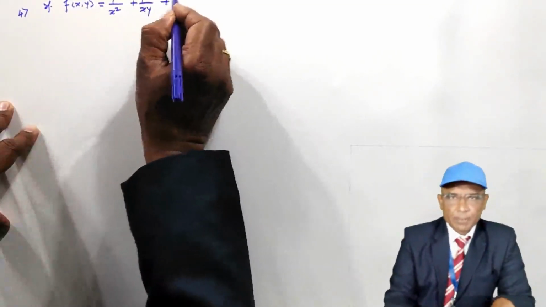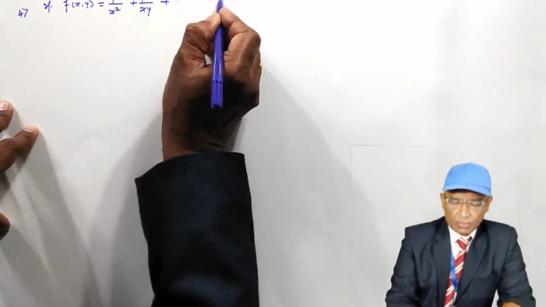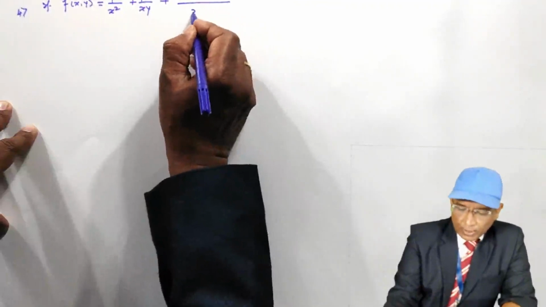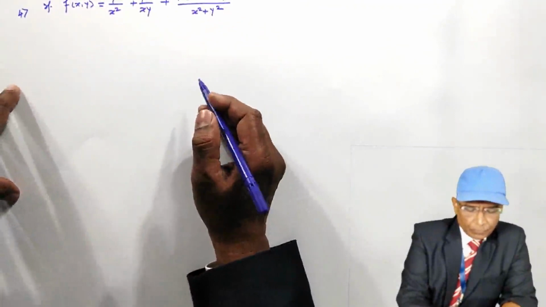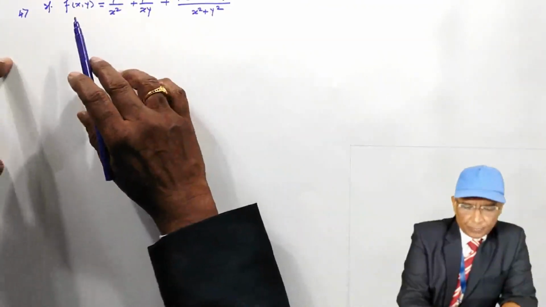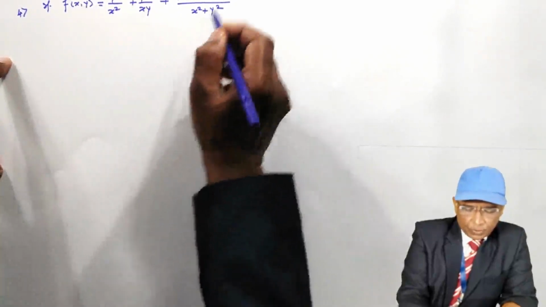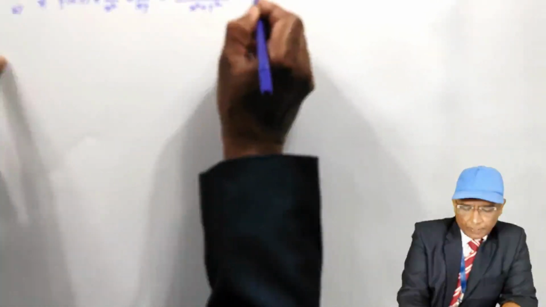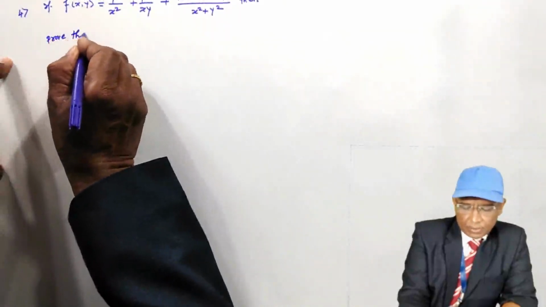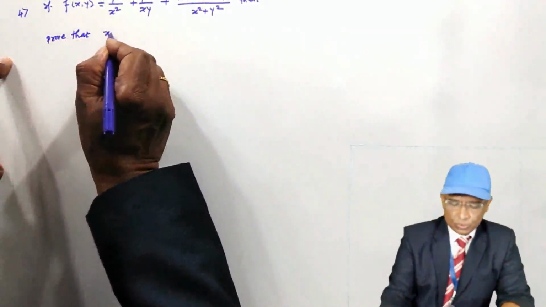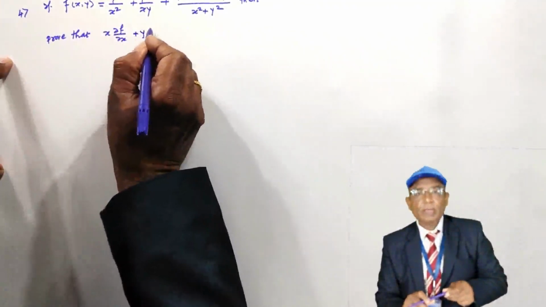Now, previously in the previous problem there was u here. Now the total function is denoted by f. Then prove that X del f by del x plus y del f by del y plus 2f is equal to 0. This we have to prove. This is 0.